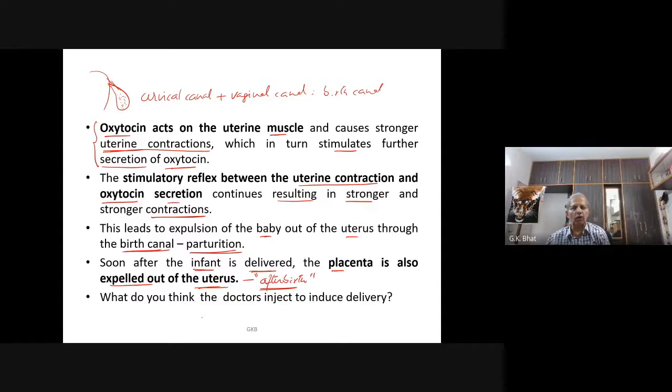What do you think the doctors inject to induce the delivery? Suppose a woman is not getting a normal delivery. She is struggling. At that time, to induce the delivery, doctors inject this oxytocin. They give the oxytocin injection near the uterus, and that is said to be most painful, right? That injection.